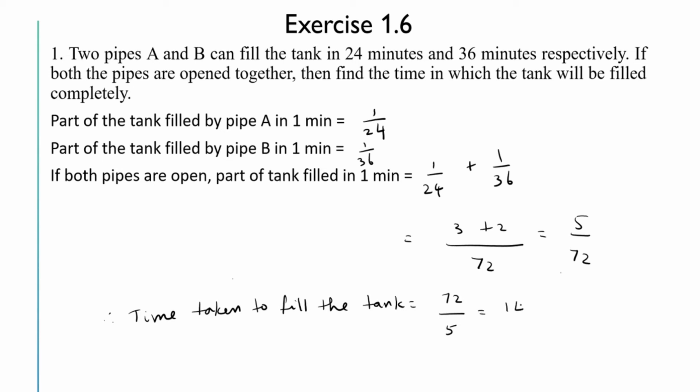So this is equal to 14 minutes. Here we can write 72 by 5 is nothing but 14 plus 2 by 5. This 2 by 5 we can convert into seconds, or this is equal to 14 plus 2 by 5 into 60. So it is 14 minutes 24 seconds. Therefore, the time taken to fill the tank is equal to 14 minutes 24 seconds. I hope this is clear.